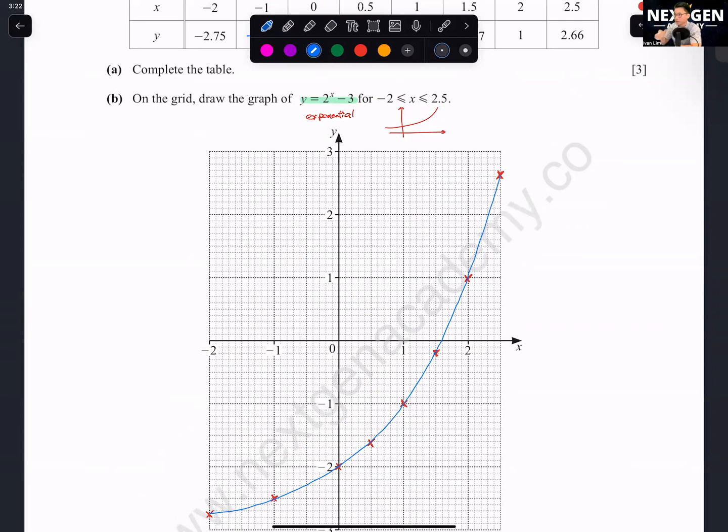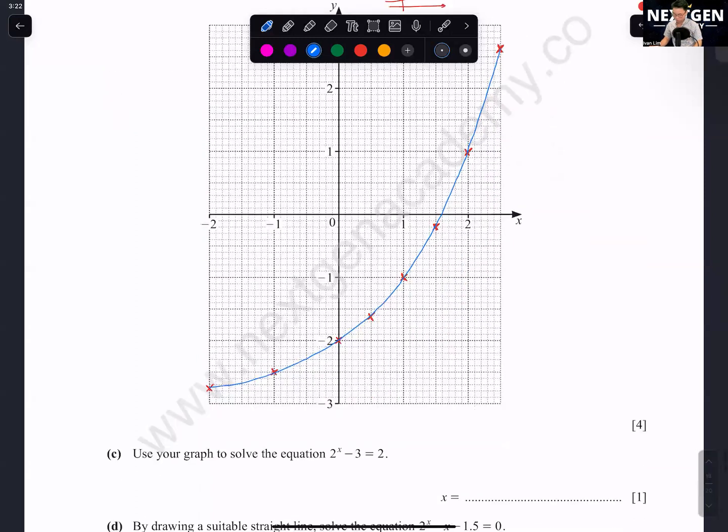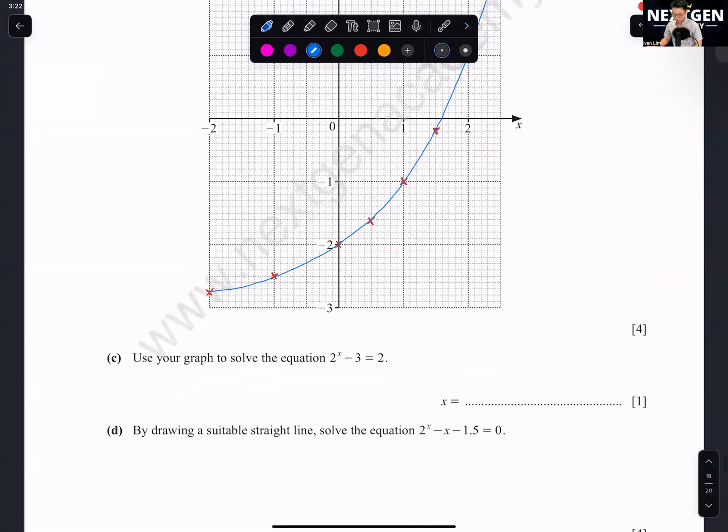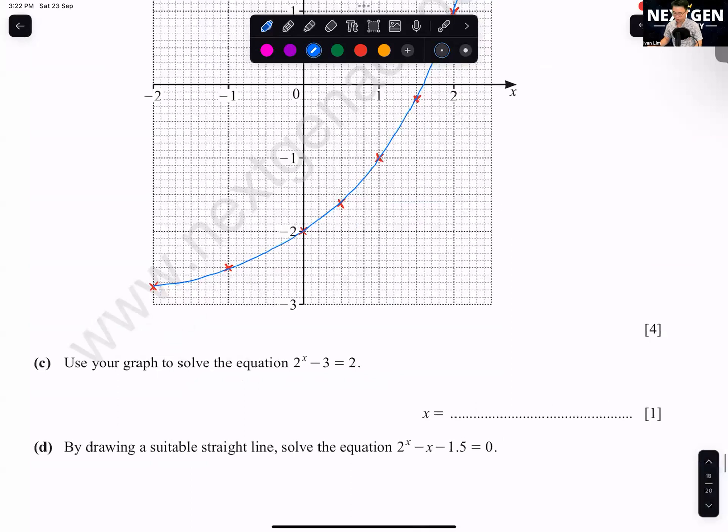Okay, like this. Then you got a graph. Last week, we went through this graph one. This one, Derek's favorite question. Use your graph to solve 2 to the power x minus 3 equals to 2.